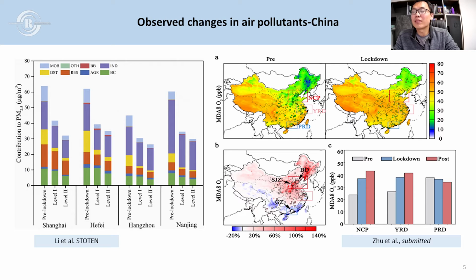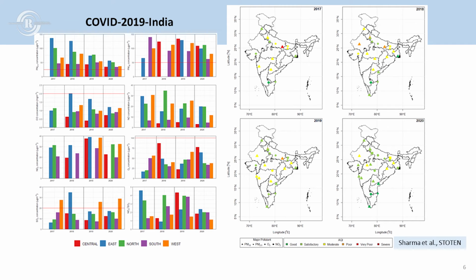In the Yangtze River Delta and the North China Plain, we can see an increase of ozone, while in the Pearl River Delta in Guangzhou, we can see very limited changes or even reduction of ozone concentration. So this means that the pollutant changes are different in different locations. This was also observed in India.